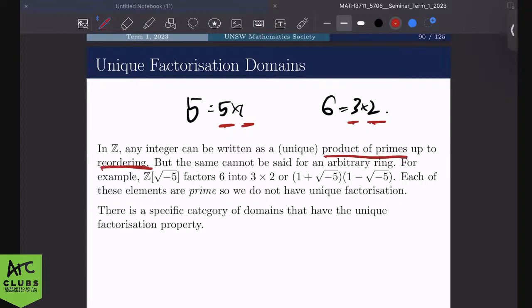But for example, if you've got something like Z adjoined the square root of minus 5, you can factor 6 into 3 times 2, or you can also do this. And these are all valid numbers, and you can show that they're all prime. So 3 and 2, and also 1 plus square root of minus 5, and 1 minus square root of minus 5, they're all prime. So you don't actually have unique factorization.